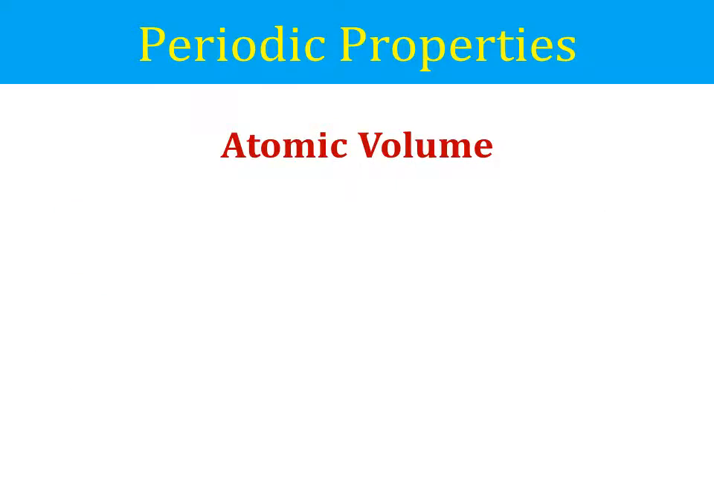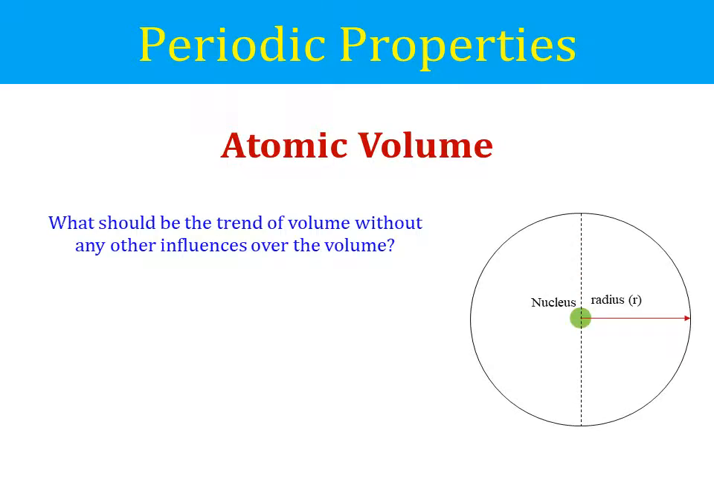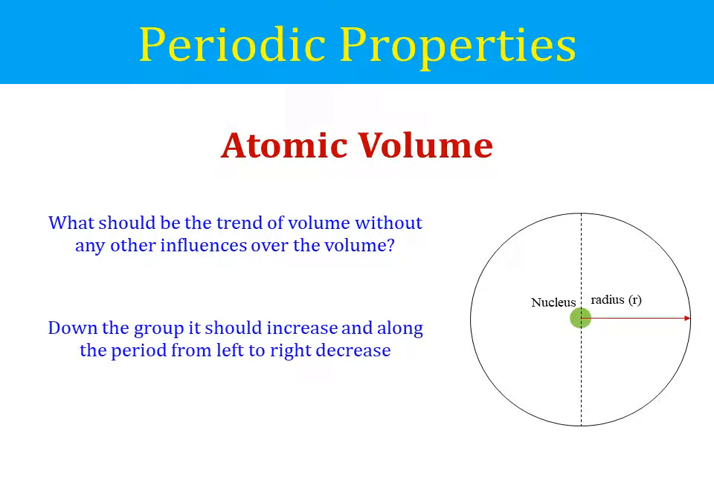Now, when we were continuing our discussion of atomic volume, a certain question arises: what should be the trend of volume without any other influences over the volume? Obvious question. So, simple: down the group, it should increase, and along the period from left to right, it decreases.